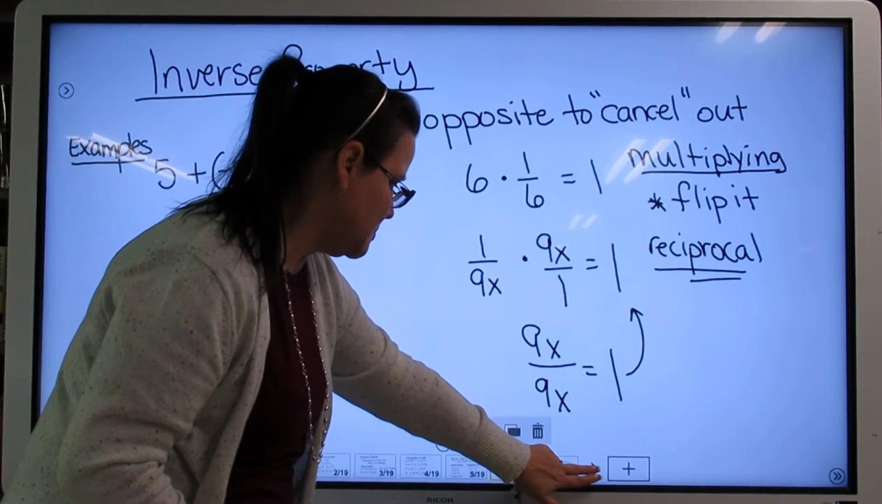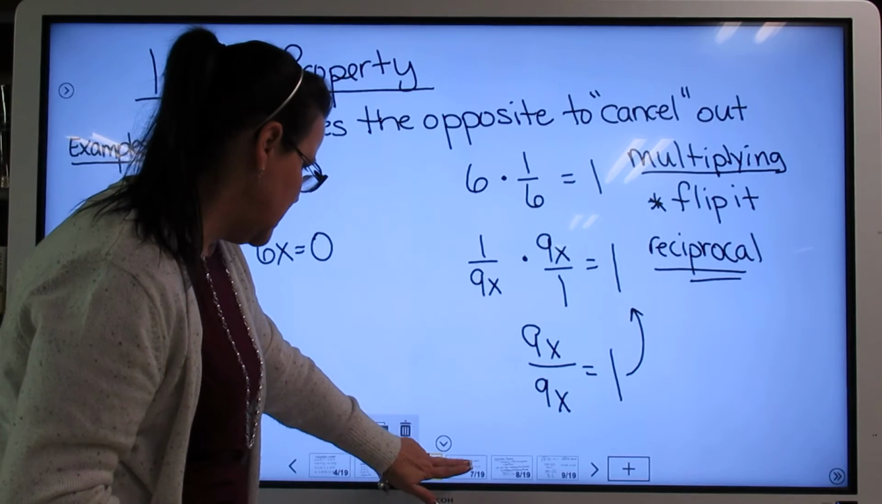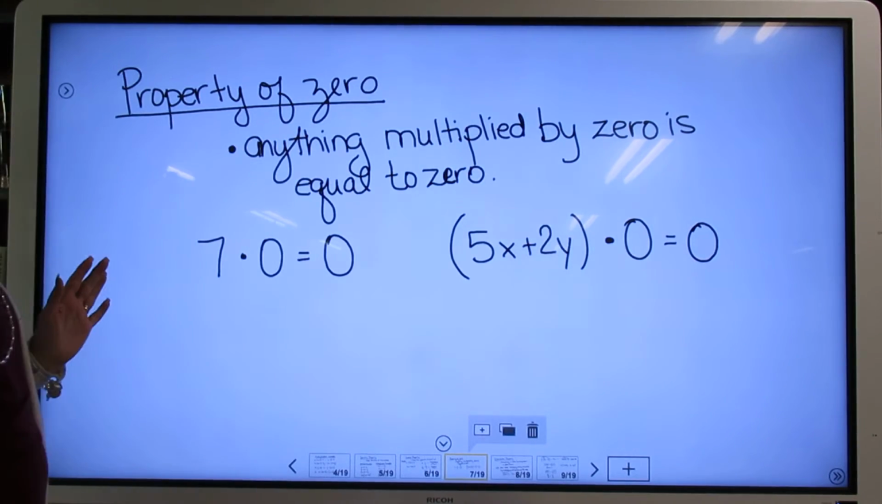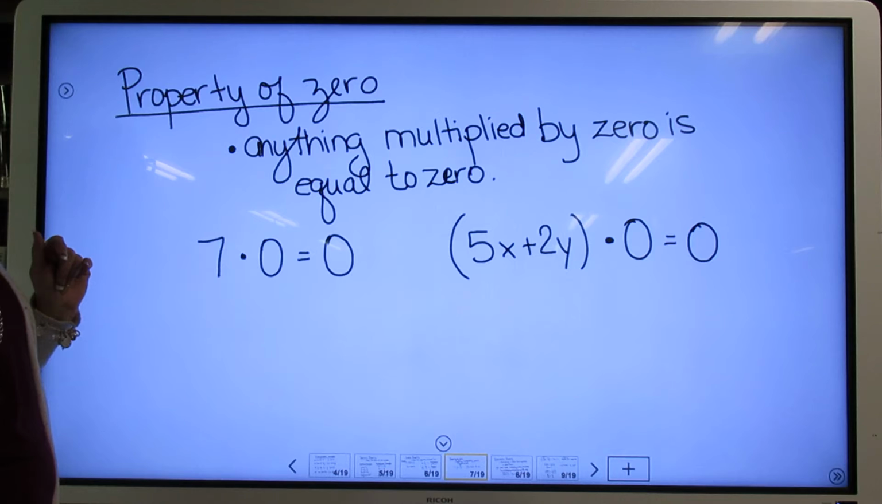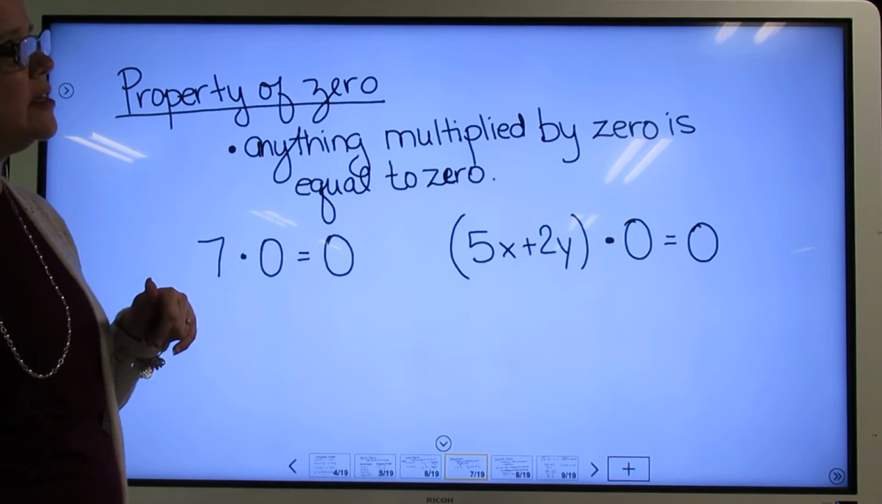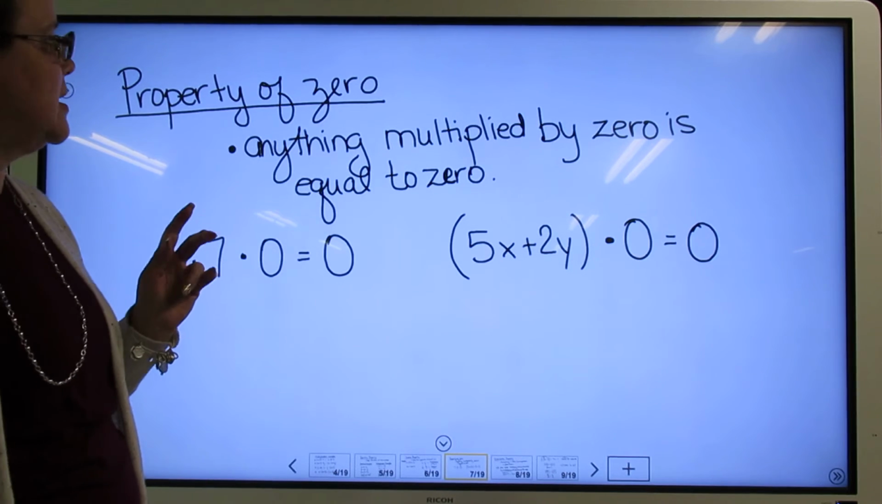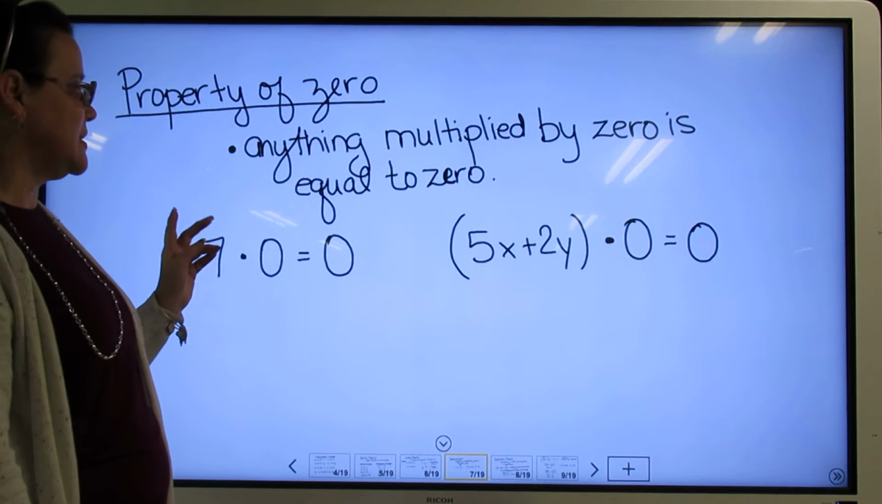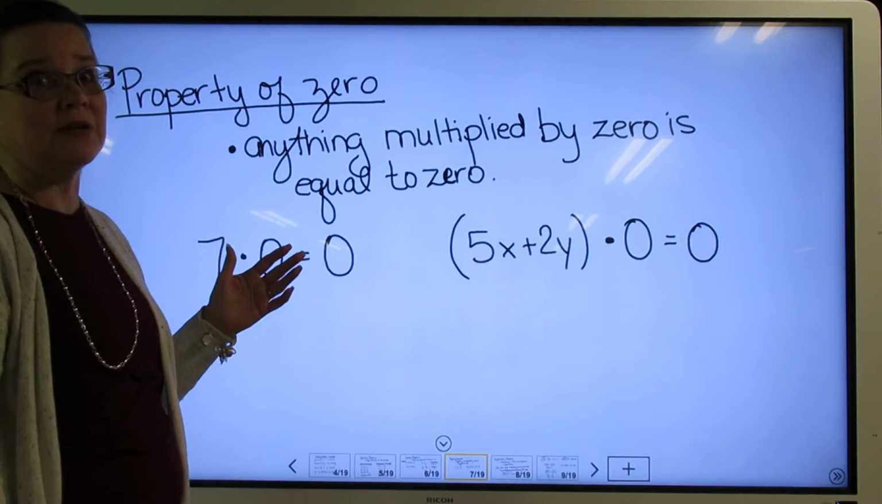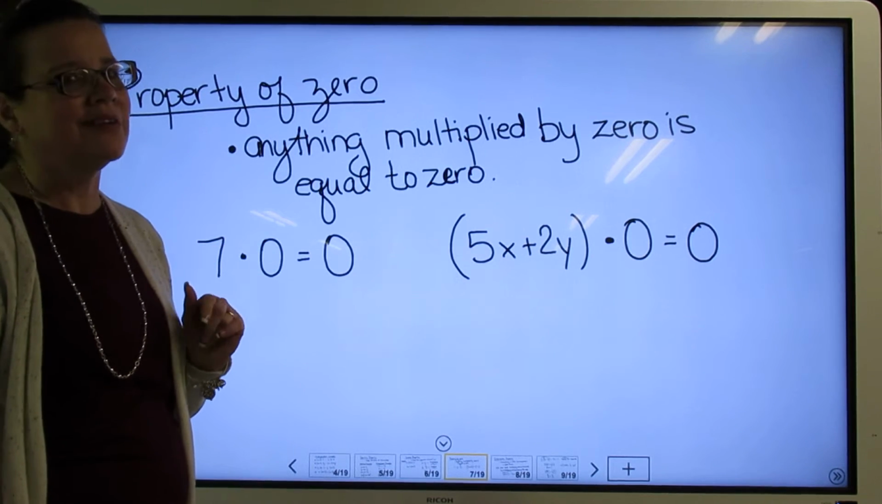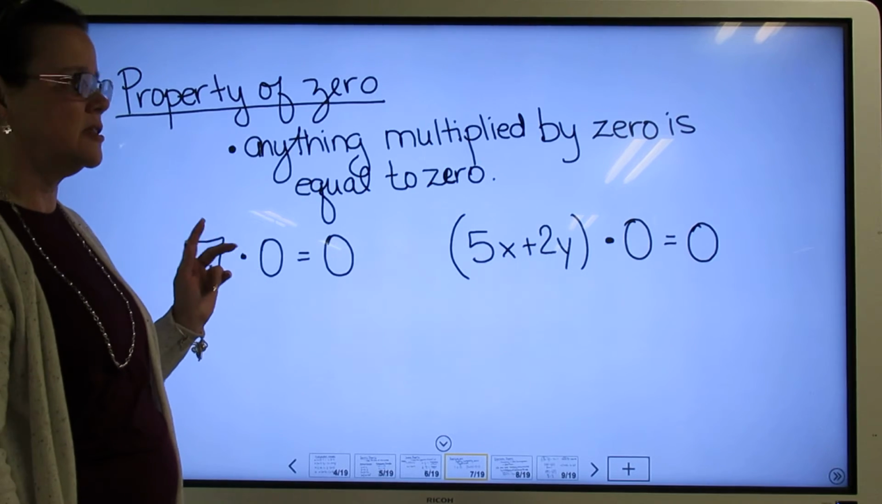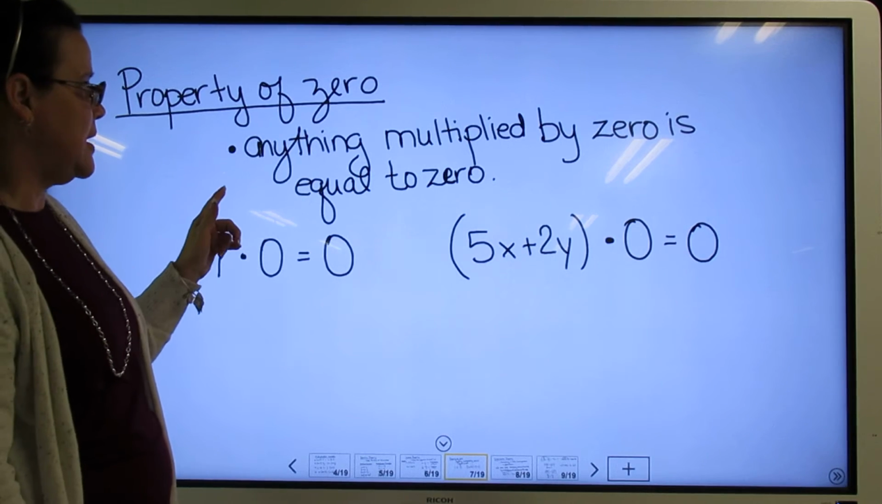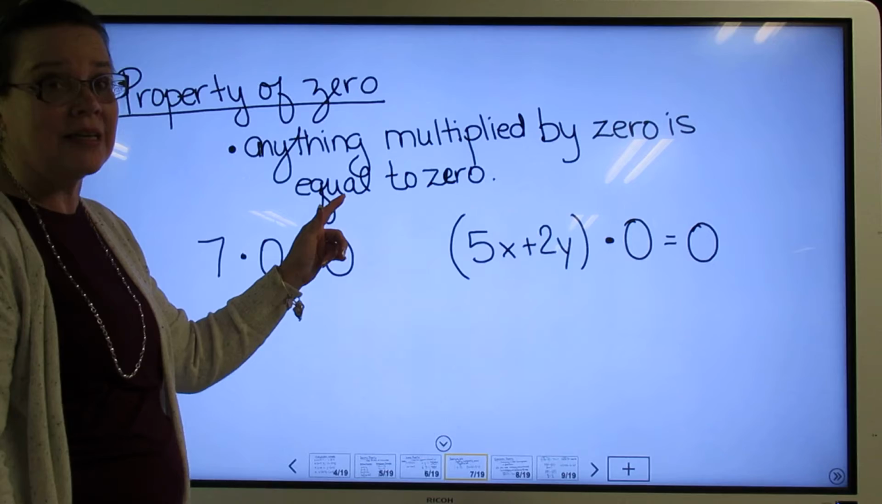And then the next property you're going to use is the property of 0. That one's pretty easy because you should learn that like in elementary time with your multiplications. Anything multiplied with a 0 is a 0. Not really going to go into that too deep, right? Because this is what you should already know. Anything multiplied by a 0 is a 0.